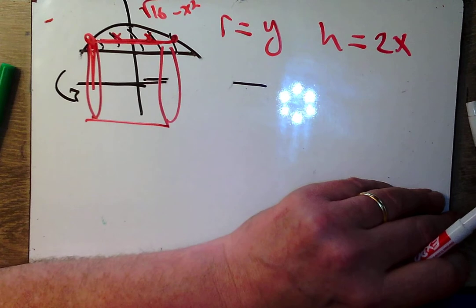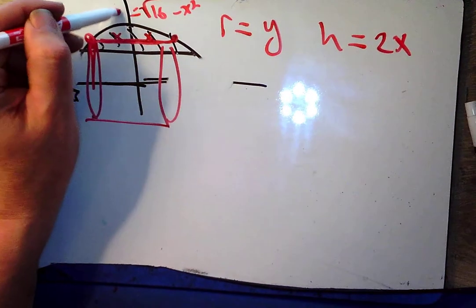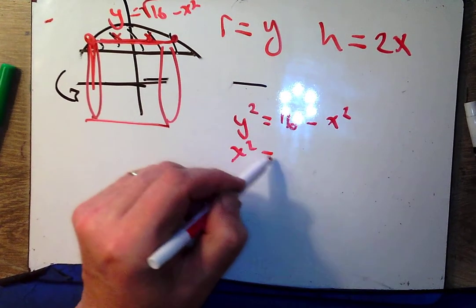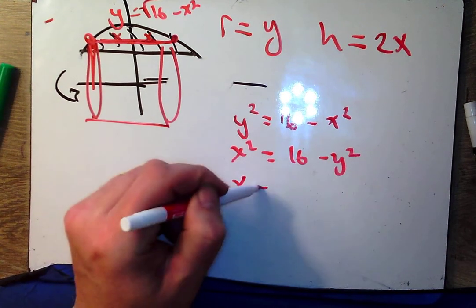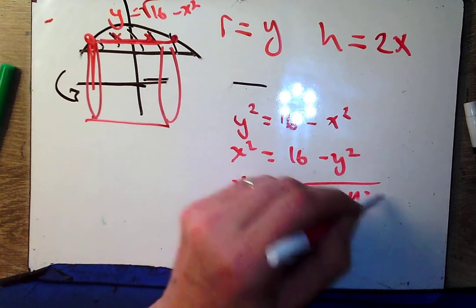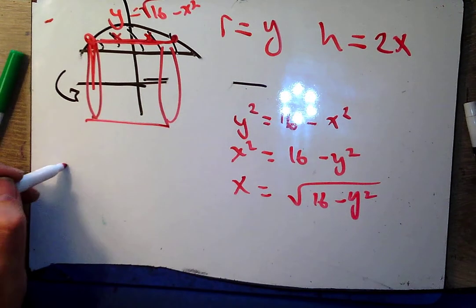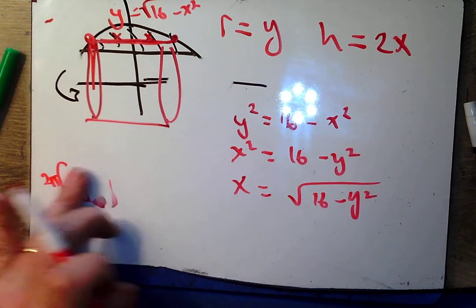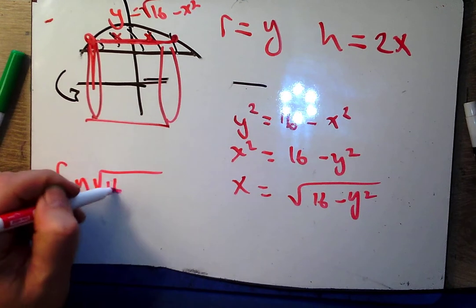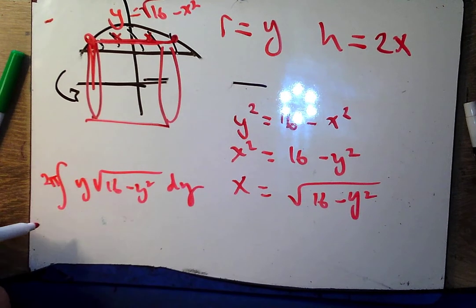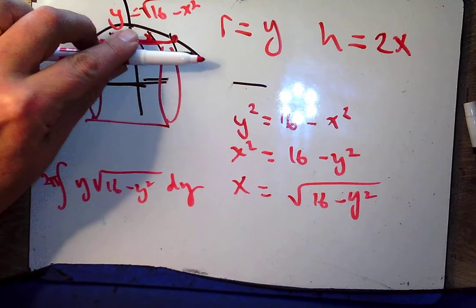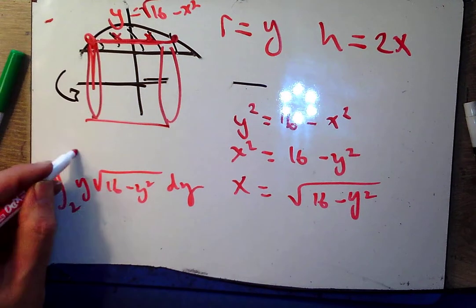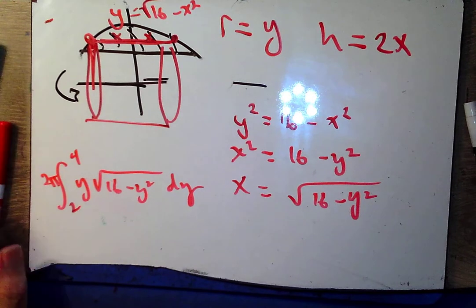This is a dy, so I would need to solve this equation for x. Y squared equals 16 minus x squared. X squared equals 16 minus y squared. X equals square root of 16 minus y squared. Okay. So I think I could do the 2 pi y times square root 16 minus y squared dy. And where are we integrating from and to? Well, we're integrating from this line, y equals 2, up to here, y equals 4. So that might be my setup if I wanted to do shells.